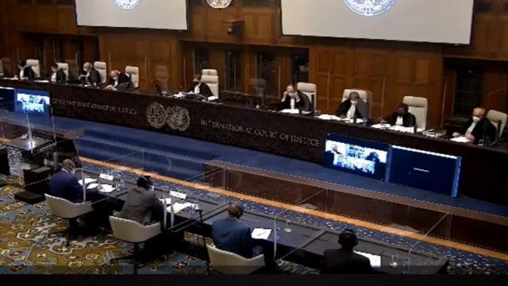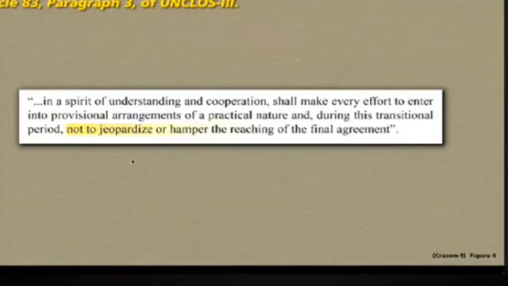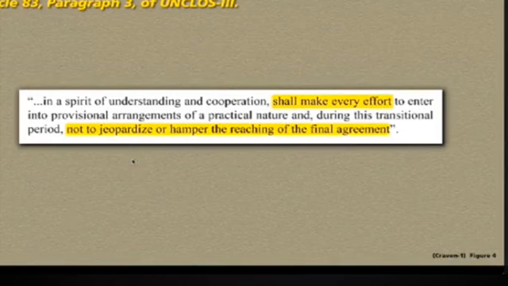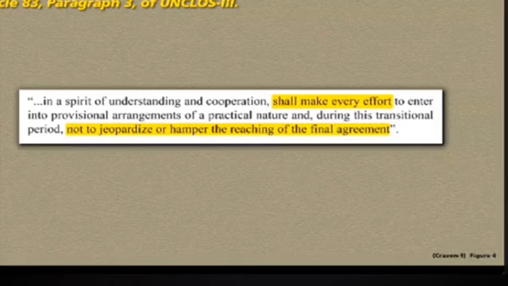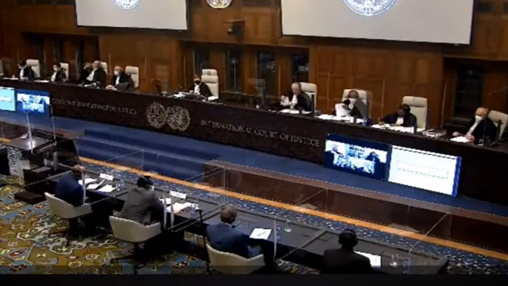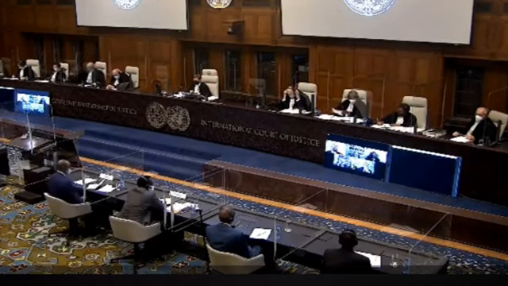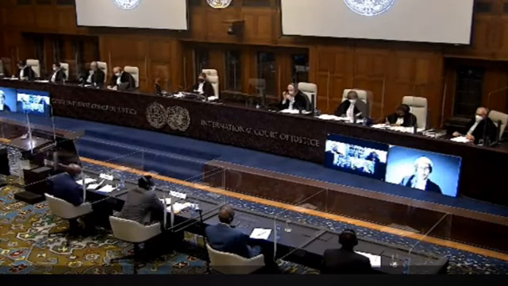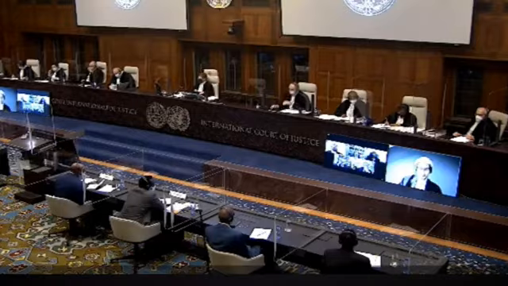Now, as the court well knows, Article 83.3 stipulates that pending agreement, the states concerned, in a spirit of understanding and cooperation, shall make every effort to enter into provisional arrangements of a practical nature, and during this transitional period, not to jeopardize or hamper the reaching of the final agreement. Article 74.3, of course, contains materially identical provisions in respect of the exclusive economic zone.